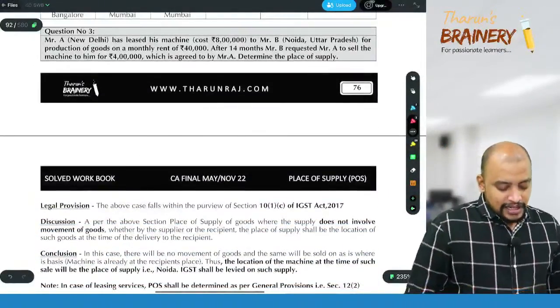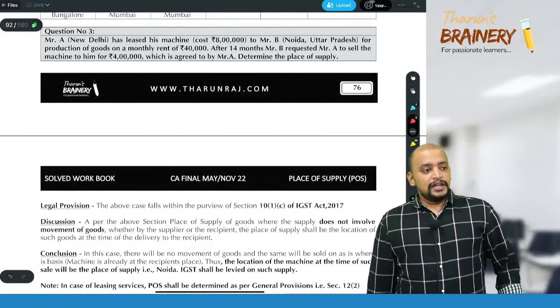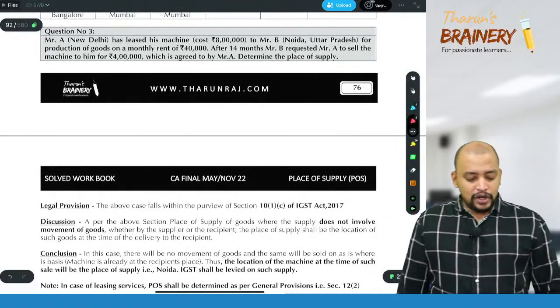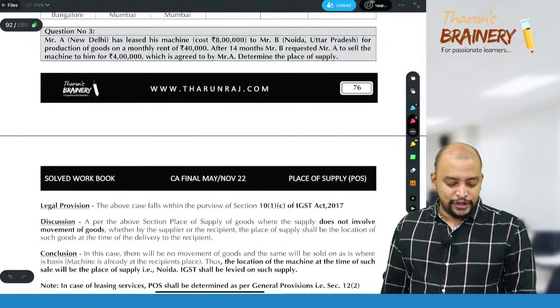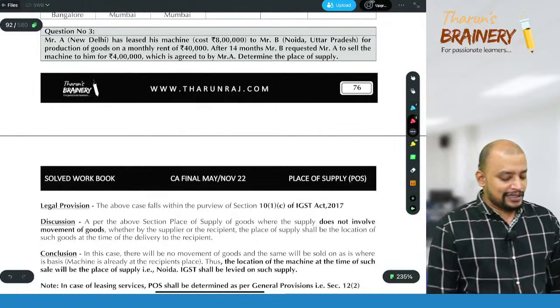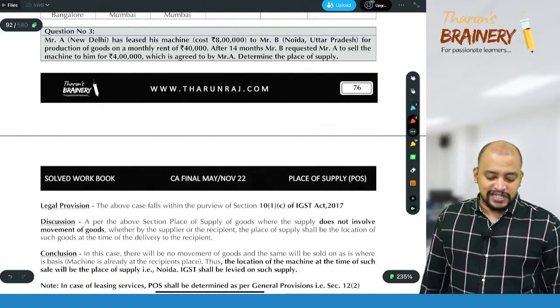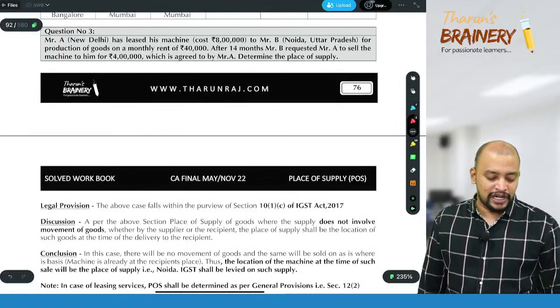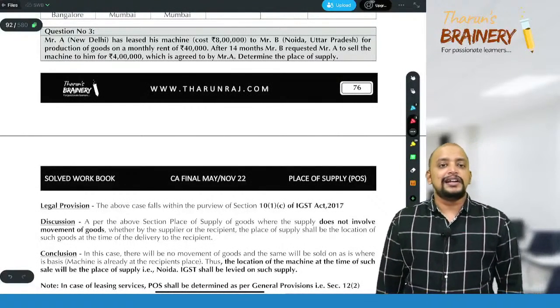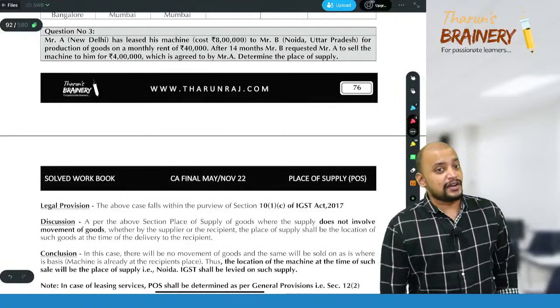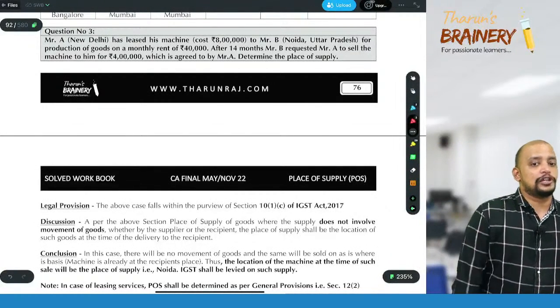Question number 3. Mr. A, New Delhi, has leased his machine costing 8 lakhs to Mr. B, Noida, Uttar Pradesh for the production of goods on a monthly rent of 40,000. After 14 months, Mr. B requested Mr. A to sell the machine to him for 4 lakhs, which is agreed by Mr. A. Determine the place of supply in this case. This is a question which we discussed in our class also.